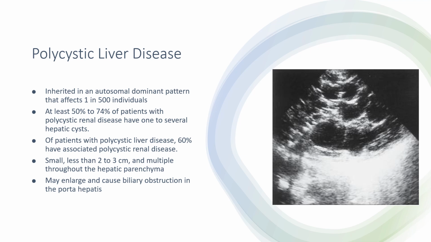Typically the cysts are going to be small, less than 2 to 3 centimeters. They're going to be throughout the hepatic parenchyma. It's going to look a little like Swiss cheese in there, which is what you're seeing here. This whole thing here is all liver, and it is full of cysts. We've lost that pretty homogeneous liver parenchyma. Because of that, if the cysts get large enough, we can also see biliary obstruction in the porta hepatis.